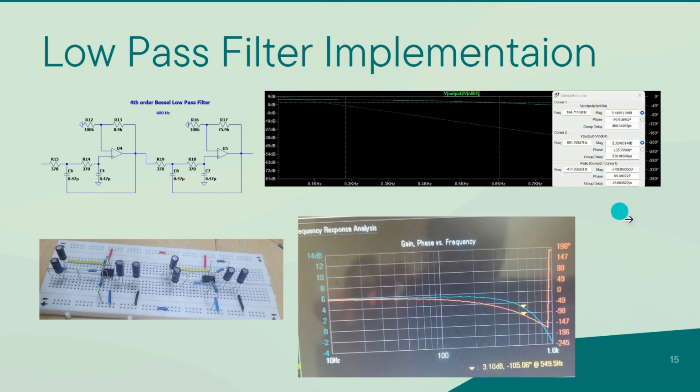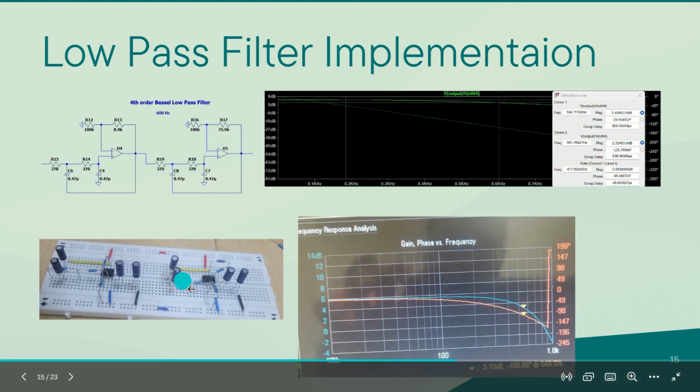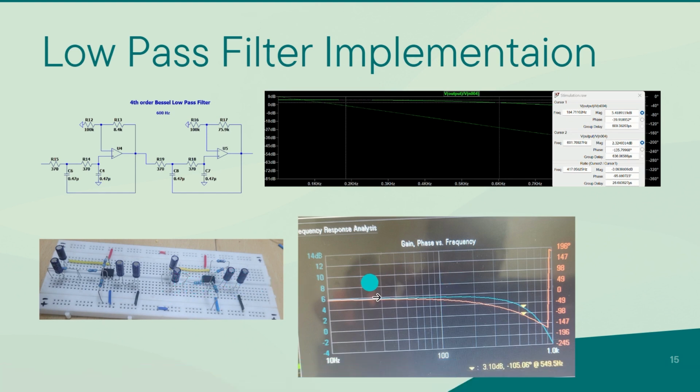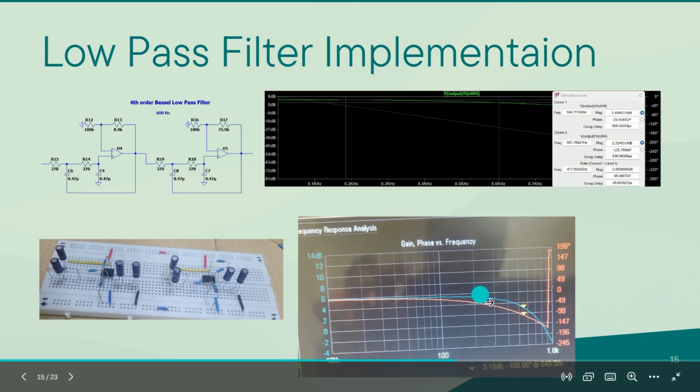Similarly, here we have some pictures showing the low pass filter circuit implemented on the breadboard in our lab. We can also see the output plot photo showing the frequency response analysis generated using the oscilloscope. The filter has a cutoff frequency of around 600 Hz.